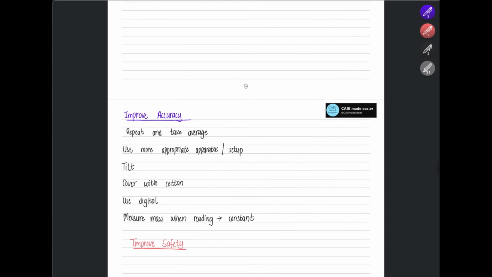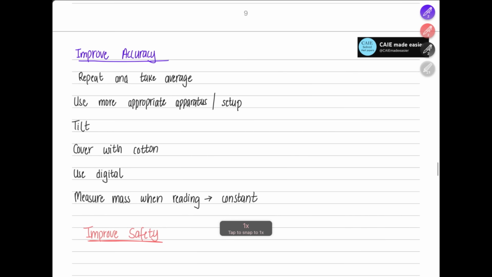Now, what are some different ways to improve accuracy? The most common way is to repeat and take the average. When you repeat, you are going to reduce chances of errors that were either from your side or because of the equipment, and then take the average. Second, you have to use a more appropriate apparatus or setup. For example, if you are using a measuring cylinder, it's better to use a burette because that's more accurate.